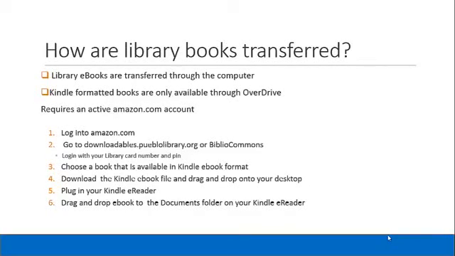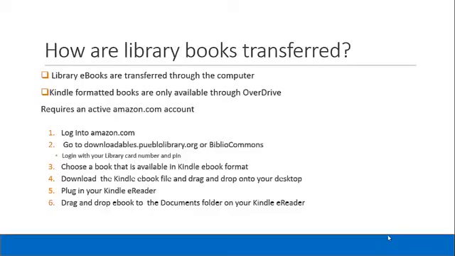So before you begin, open up your web browser. You'll want to log into Amazon.com with your Amazon account information. In an additional tab, you'll go to downloadables.pueblolibrary.org or the library's main webpage and log into BiblioCommons with your library card number and PIN. Today I'll demonstrate how to do both ways.